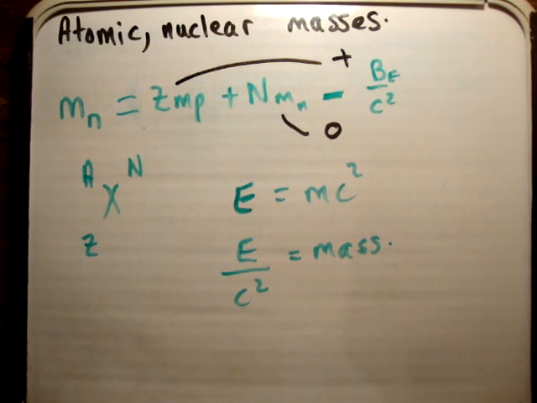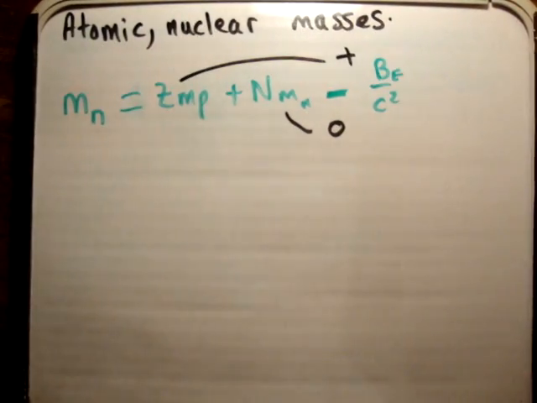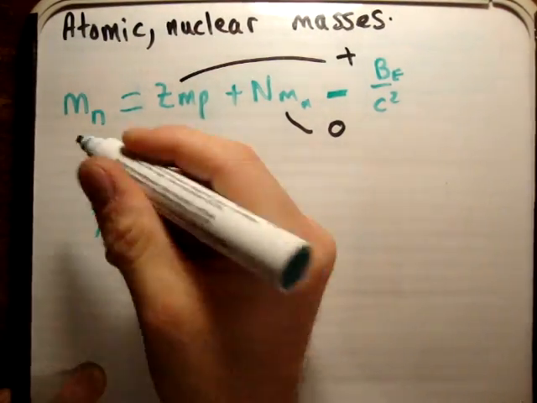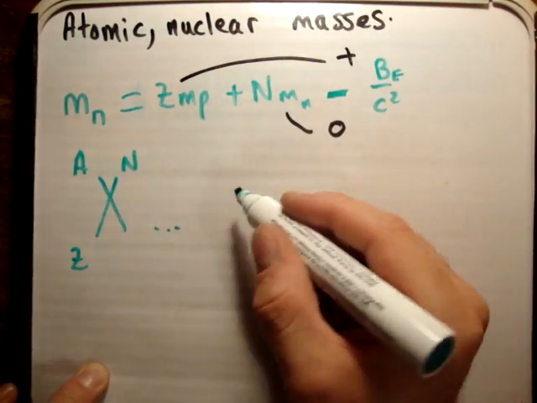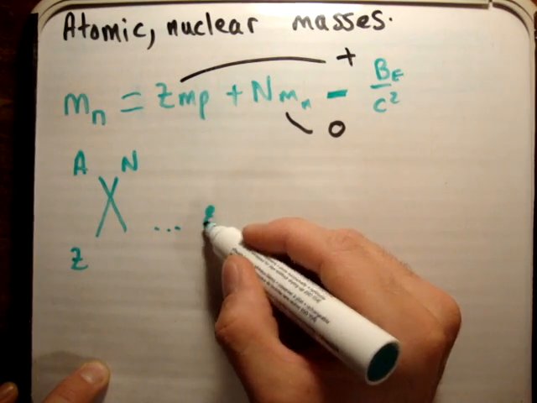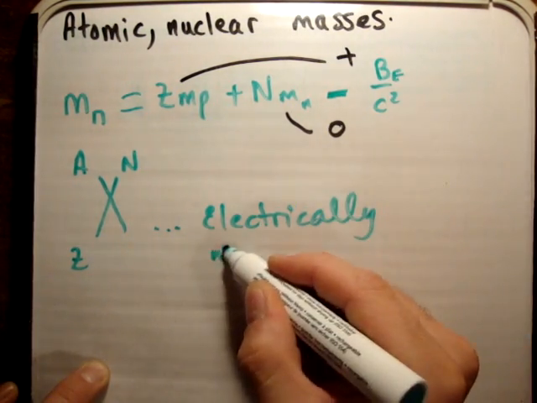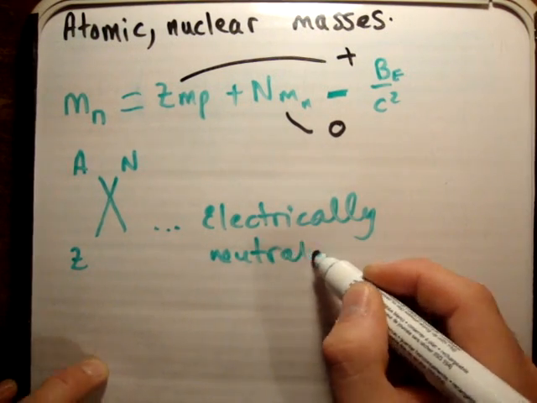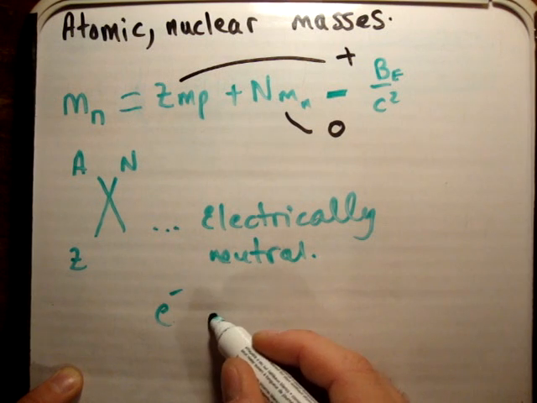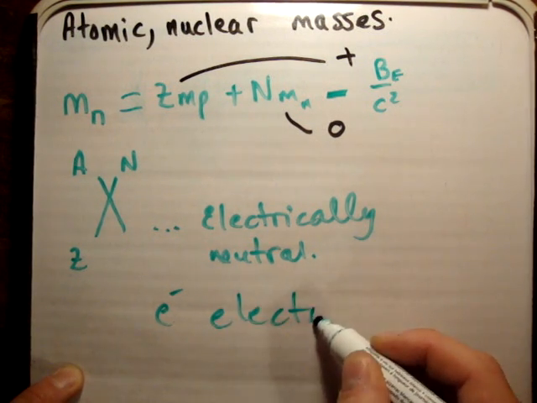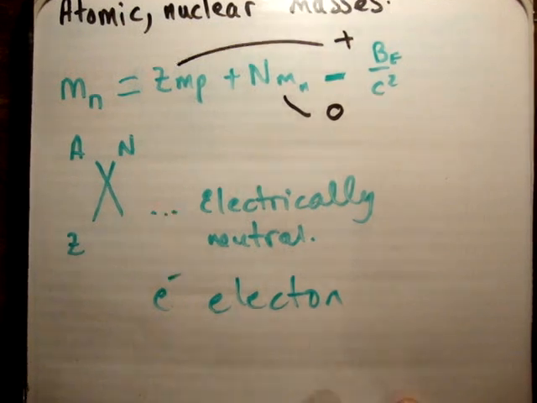So the next thing I'd like to discuss is the mass of the atom itself. So why did I rub that out? Because I'm going to use it. So we had A, we had Z, and we had N. Now an atom must be electrically neutral. So what particle have I left out in the discussion so far? And the answer is the electron, which is negatively charged. So how do we take into account the electrons?